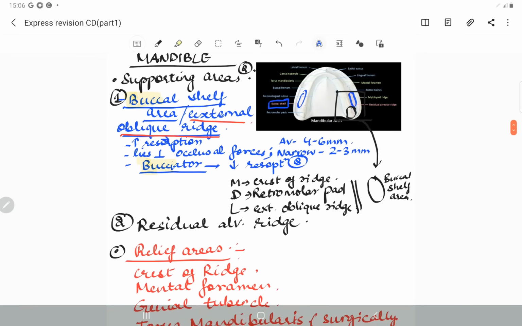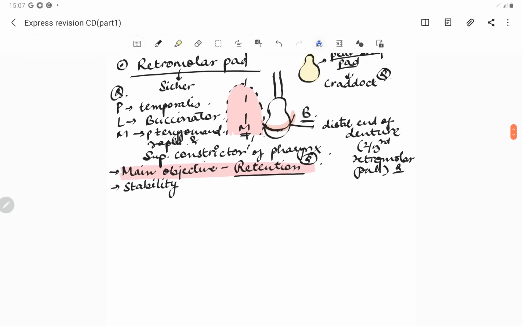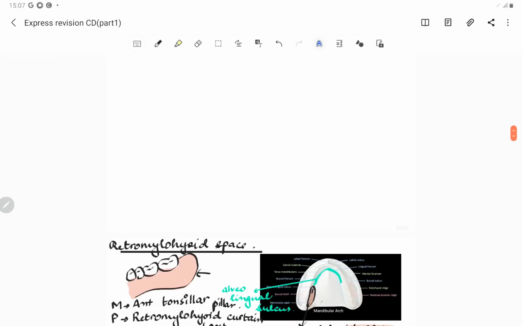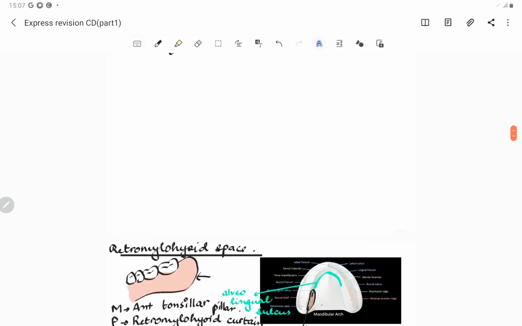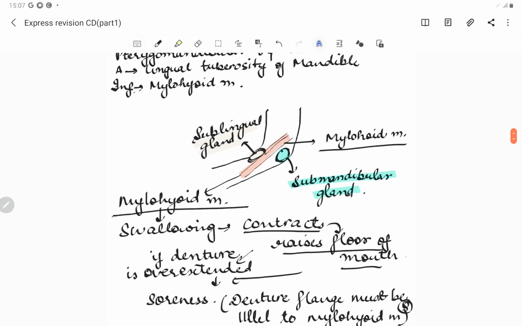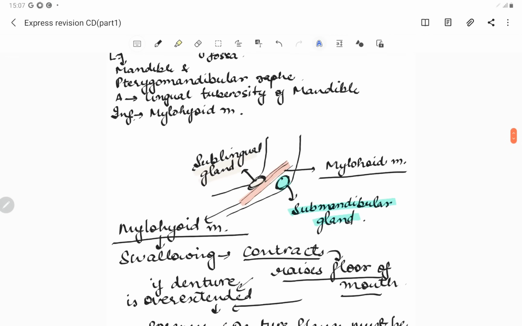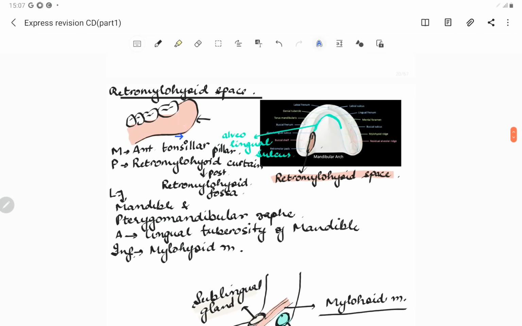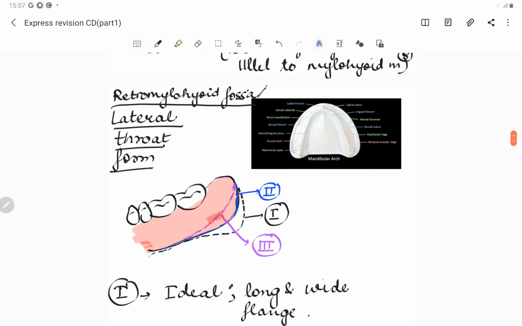Then the mandible buccal shelf area we have studied, which is the supporting area, relief areas, limiting structures. We have studied the retromolar pad area, where the main objective is to provide retention, and we cover till two-thirds of the retromolar pad area. And we have also studied the muscle attachments. Then we have studied the retromylohyoid space. When the mylohyoid muscle contracts, it raises the floor of the mouth. So whenever we are marking the distal border of the denture, it should not be overextended, otherwise the patient will have difficulty in swallowing and will complain of pain.